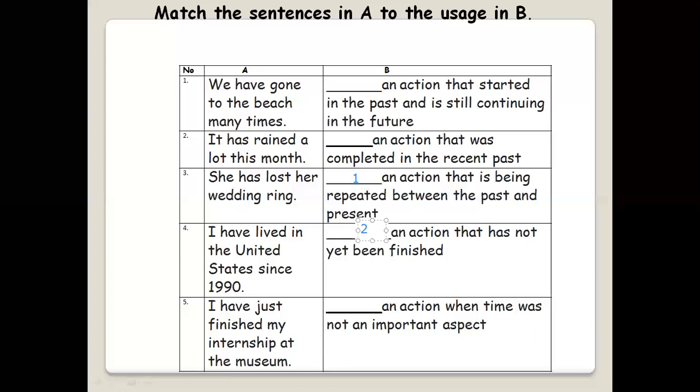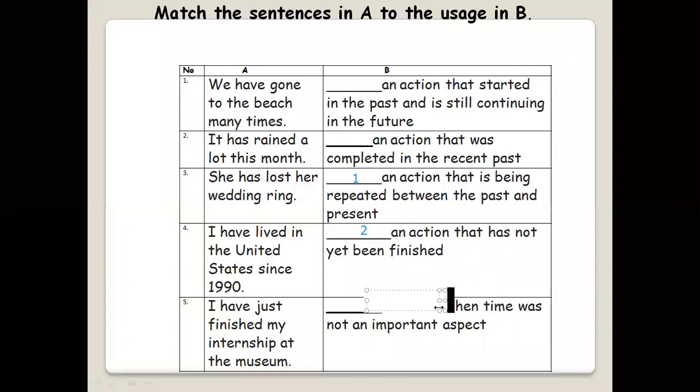Now, number 3: she has lost her wedding ring. Oh, it's a big action. So here I'm not emphasizing the time. Do I care about when it happened? No. I just care about losing the wedding ring. So for this one, it's an action when time was not an important aspect. So this is for number 3.